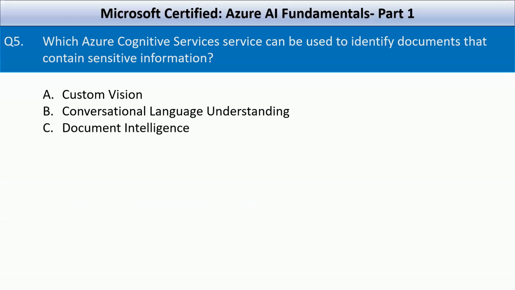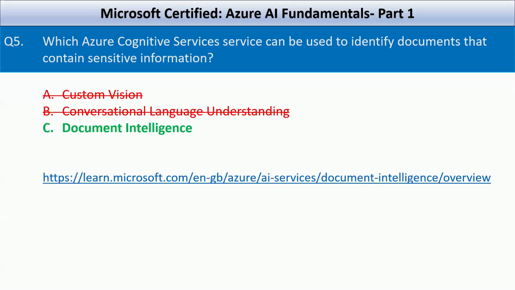Next question. Which Azure Cognitive Services service can be used to identify documents that contain sensitive information? Your options are custom vision, conversational language understanding, document intelligence. Now friends, custom vision is used for image classification and object detection, so an incorrect choice. Conversational language understanding helps in building AI models that understand natural language in conversations, but it does not specifically focus on identifying sensitive information in documents, which leaves us with the correct choice, that is document intelligence.